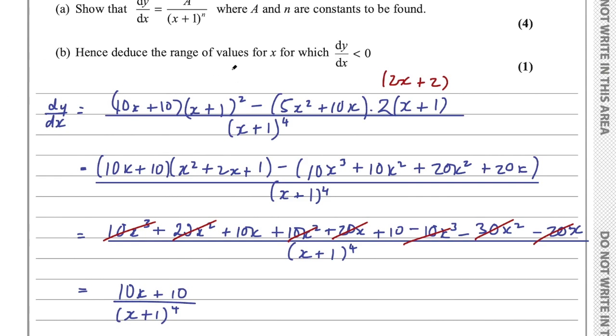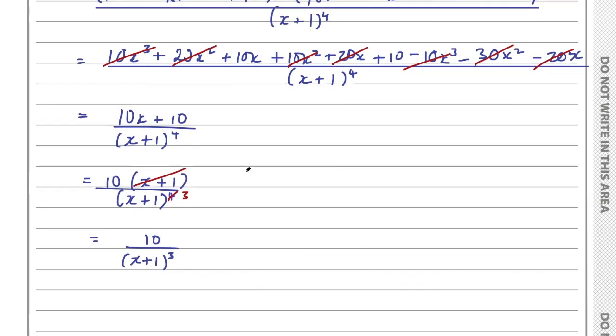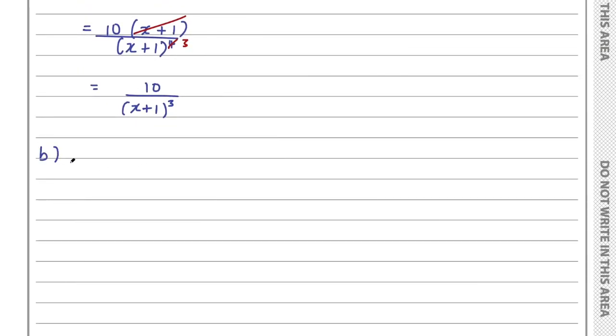Part B says, hence deduce the range of values for x for which dy on dx is less than 0. Okay, for part B, if dy on dx is less than 0, then all of this is less than 0.